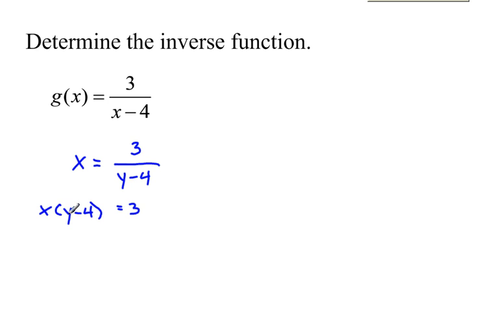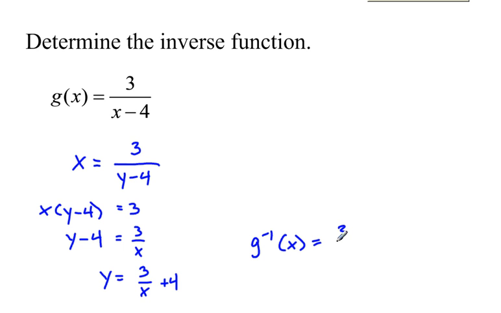Now, in order to solve for y, I want to get y by itself. The next step is going to be to divide by x. So I get y minus 4 equals 3 divided by x. And my last step is to add 4. So y equals 3 over x plus 4. In this case, the original function was called g of x. So this one is going to be g inverse x equals 3 over x plus 4.